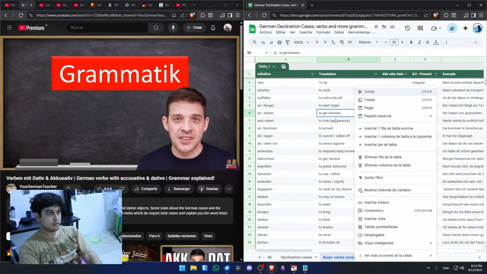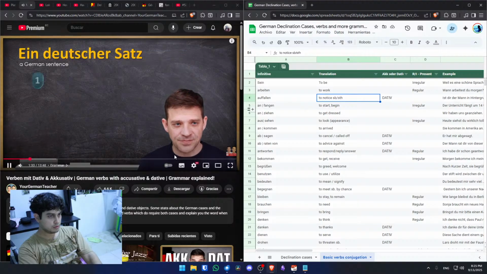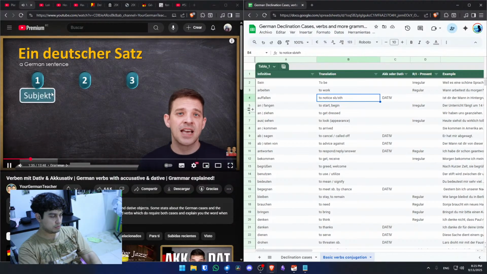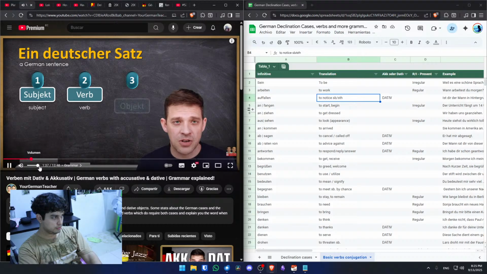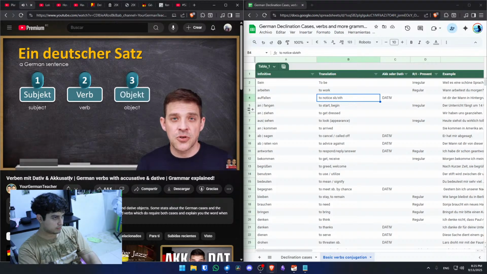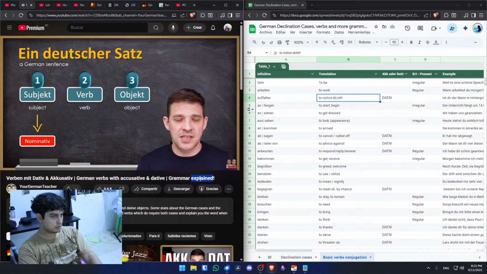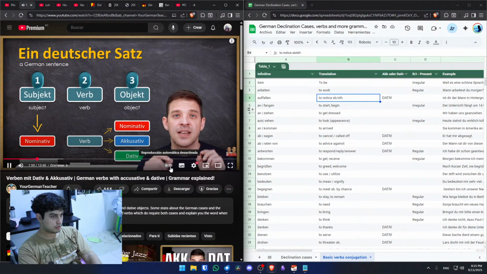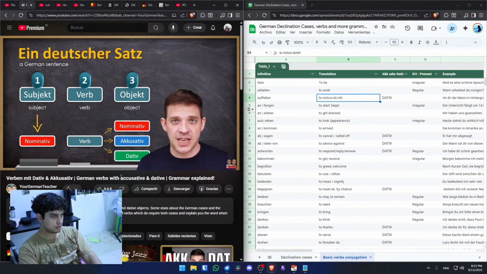Let's look at this in the grammar, die Grammatik. A normal German sentence has usually 3 parts. So we have the subject, the Subjekt, number 2 is the verb, and number 3 is the object. Now, when it comes to cases, the subject is always in the nominative case. Always. And the object depends on the verb. So the verb will give you the case for the object.